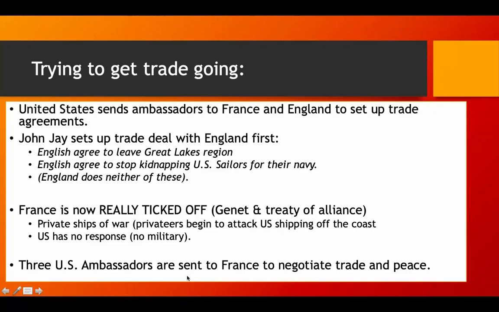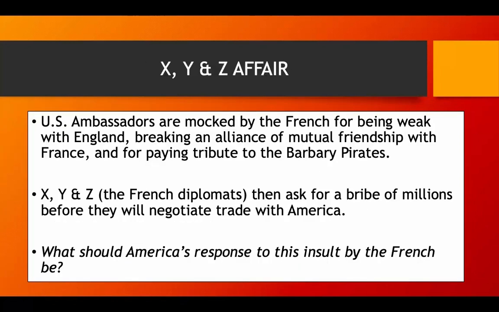These ambassadors go to France. And what the French embassy says, this is great, guys. Well, let me first say this: XYZ. The X and the Y and the Z all refer to three French ambassadors that meet three American ambassadors. The American ambassadors are going to France mainly to say, we want to trade, but also stop attacking our ships. Well, what the French ambassadors do is they ask for a bribe of millions of US dollars before they'll negotiate and stop attacking.